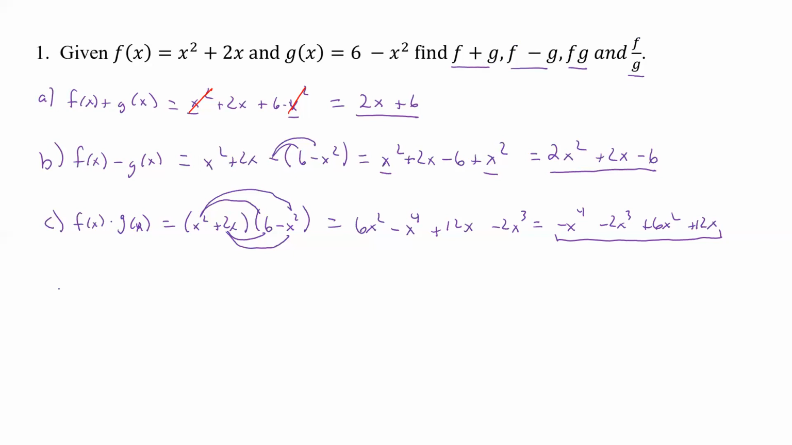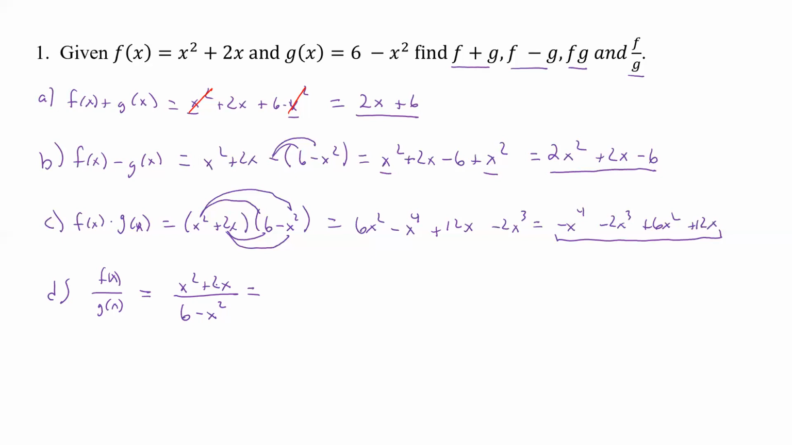Well, again, we're just going to plug in what we have. So we're going to have f of x divided by g of x. Now remember, g of x can't be 0, but that just means here that x can't be equal to the square root of 6, basically. Okay. All right, so for f of x, we have x squared plus 2x. For g of x, we have 6 minus x squared.